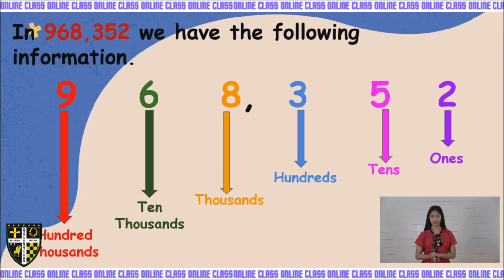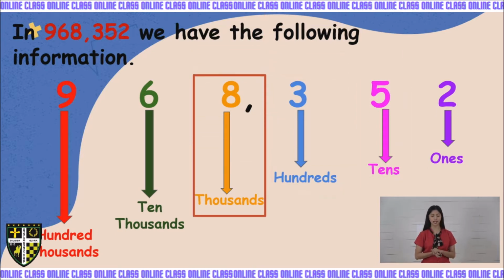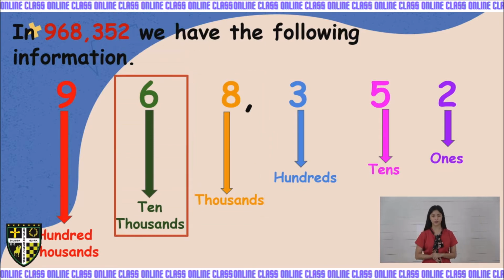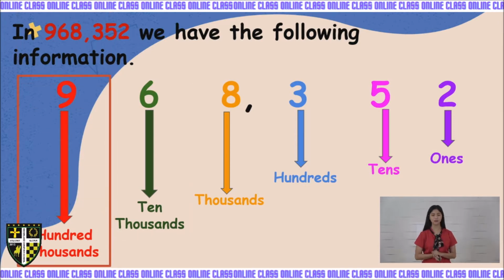One more time, let's repeat it together. 2 is on the ones place value. 5 on tens place value. 3 on hundreds place value. 8 on thousands place value. 6 on 10,000s place value. And 9 on the 100,000s place value.